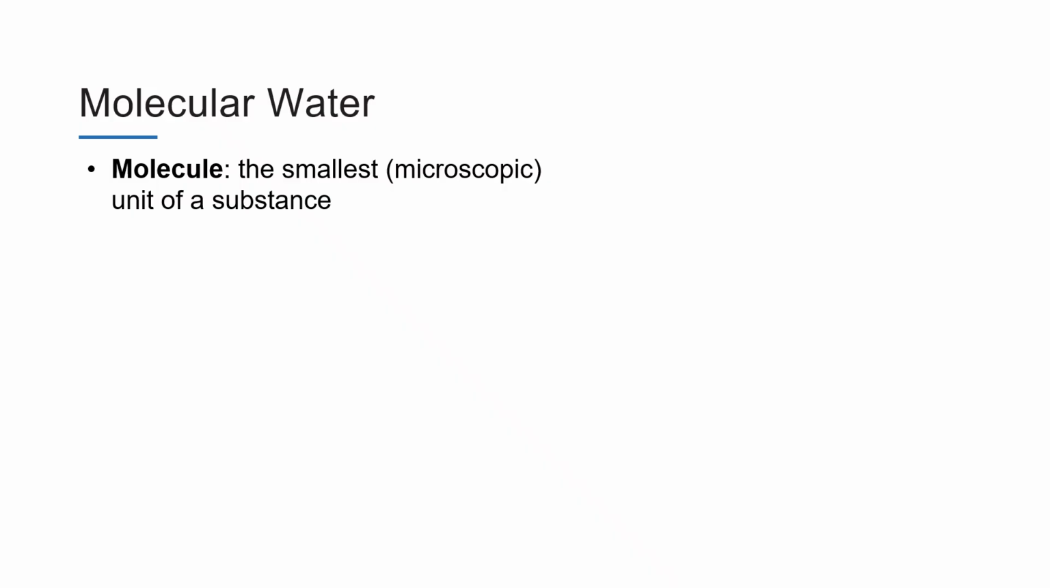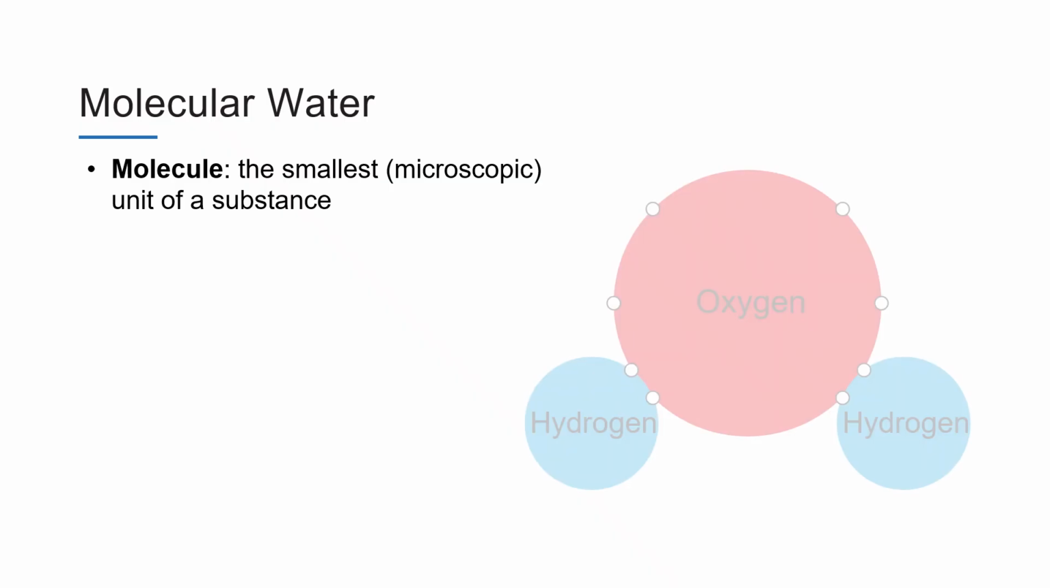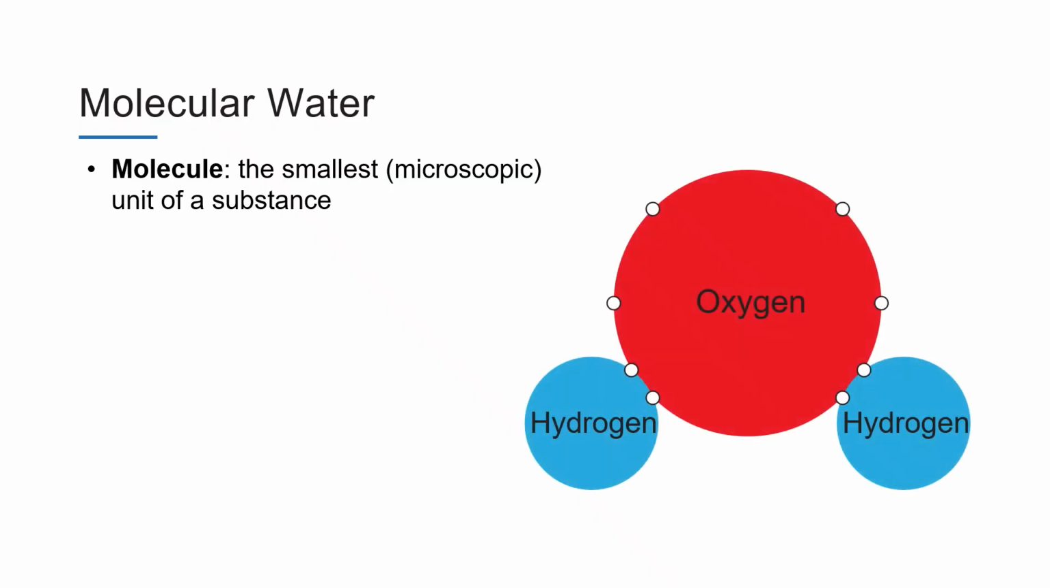A molecule is the smallest unit of a substance, so even smaller than a drop. We need a very powerful microscope to be able to even see them. On the right here is one way that humans represent molecules, but this is just a teaching tool. They're not really red and blue circles. Molecules are made up of even smaller particles called atoms. These are the building blocks of all substances.